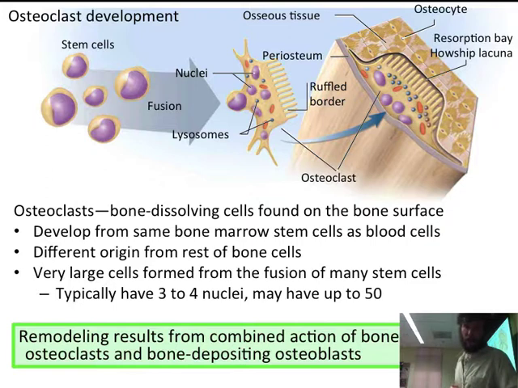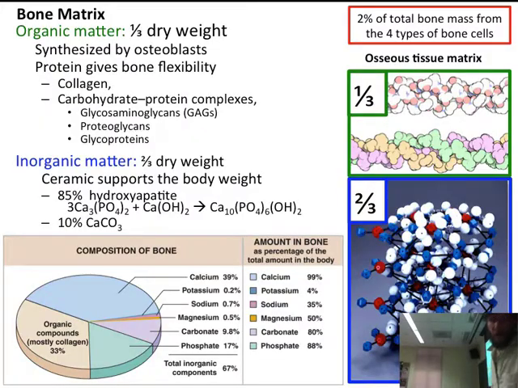So, yeah, what's the take home here? There's a lot on this slide. Basically, remodeling results from the combined action of bone-dissolving osteoclasts and bone-depositing osteoblasts. You have these stem cells that have a totally different embryologic cell type origin that come together, fuse, and then have this ruffled border that just eats into bone and breaks it down. Bone matrix.